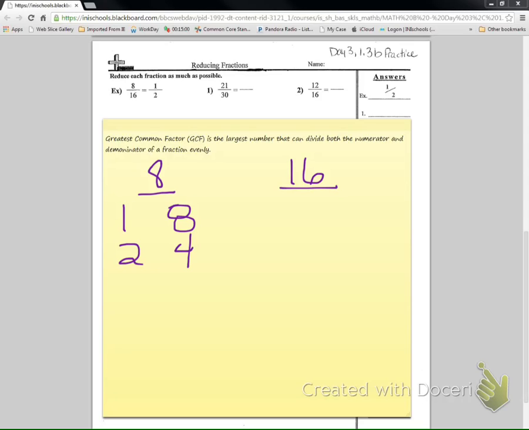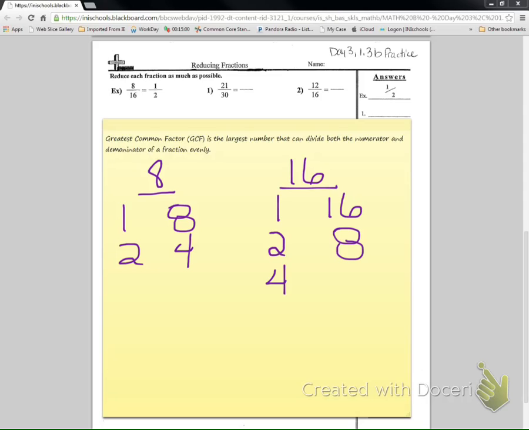Let's try 16. You always start with 1 and the number that you're trying to find your factors of. 1 and 16, and then I'm going to count out from 1. The next number after 1 is 2. So 16 divided by 2 is 8. Then I check to see if 3 works. Well, 3 doesn't divide 16 evenly, so I'm not going to use it.